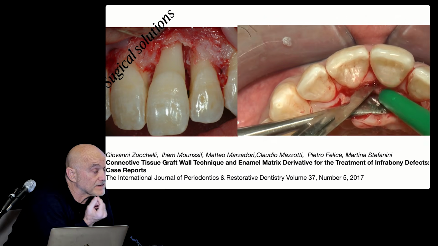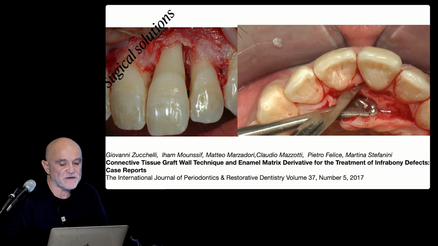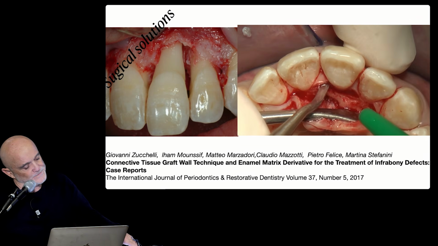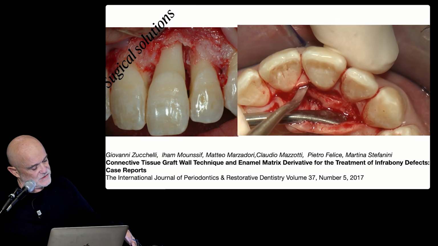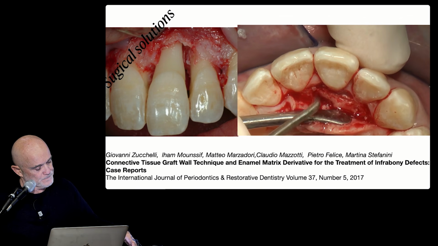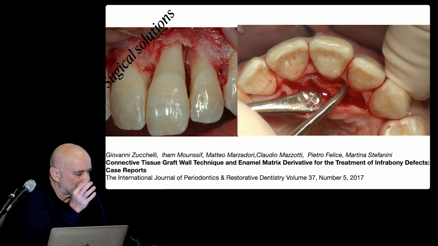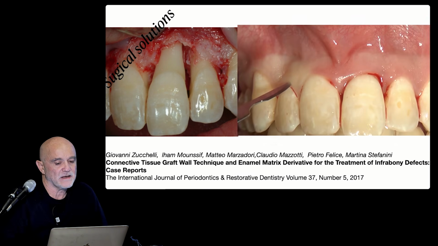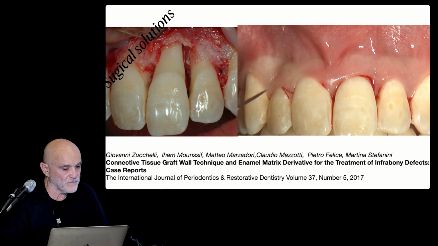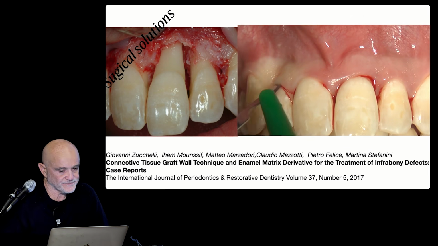So we have to make the palatal incision, shift the entire supracrestal soft tissue from the palatal to the buccal aspect. Despite it being extremely thin, we can preserve the integrity of this because it's intact.